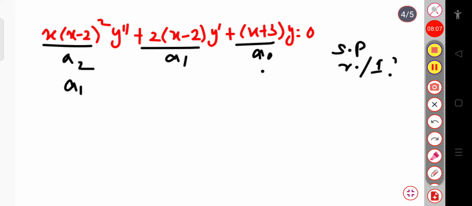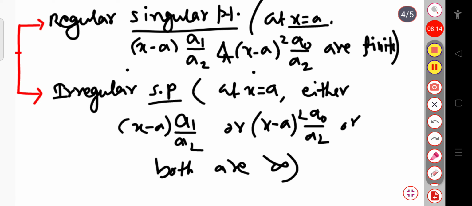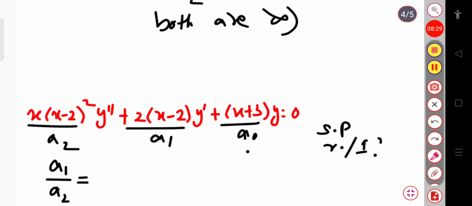Now I will calculate a1 by a2. We first calculate a1 by a2 and a0 by a2. Then, if a singular point exists, we multiply by x minus a for a1 by a2, and x minus a whole square for a0 by a2. So let me show you.